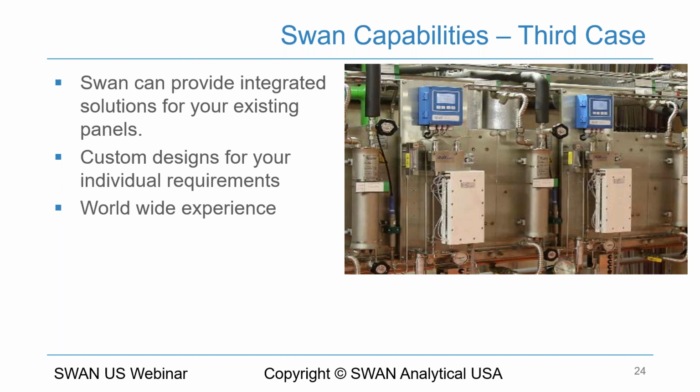We also have worldwide experience. Swan Analytical is a worldwide company. We have engineering offices throughout the world, Europe, Asia, South America. Our headquarters is in Switzerland, and all of the engineering groups report back to Switzerland. So whether we've run across some experience in Asia or in Europe, every one of the engineering groups worldwide is aware of any challenges or how we came up with solutions to accommodate those needs.